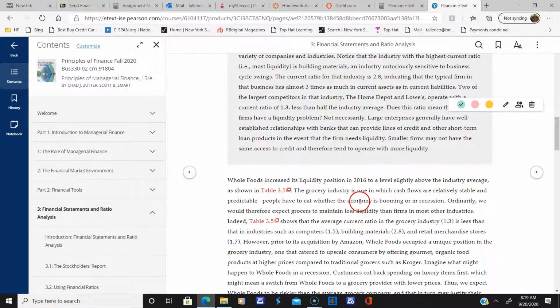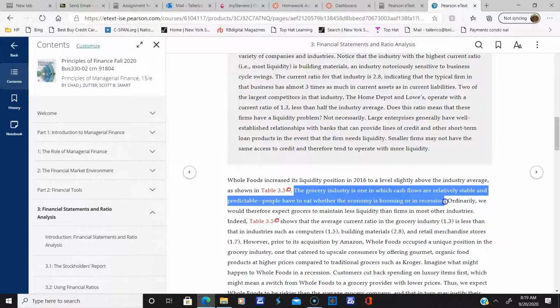The grocery industry is one in which cash flows are relatively stable and predictable. People have to eat whether the economy is booming or in recession. That's an important point. We all have to eat. I hope everybody had breakfast this morning.